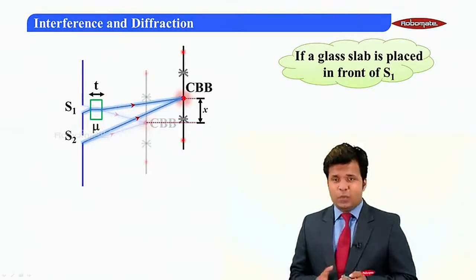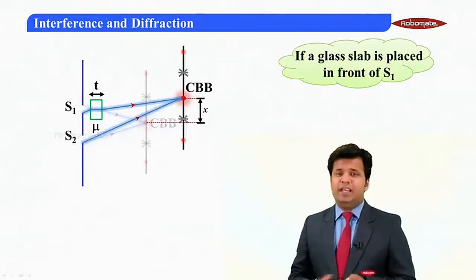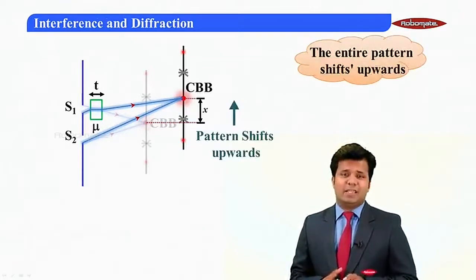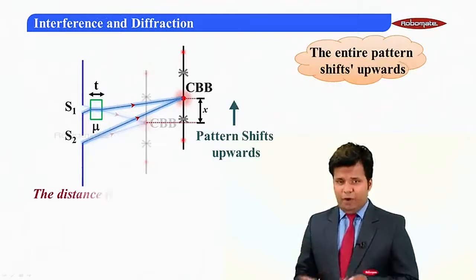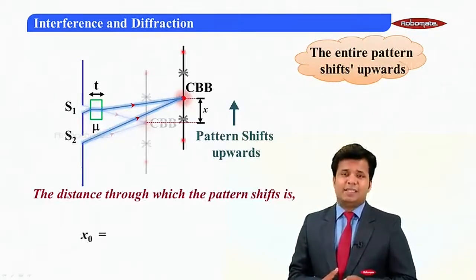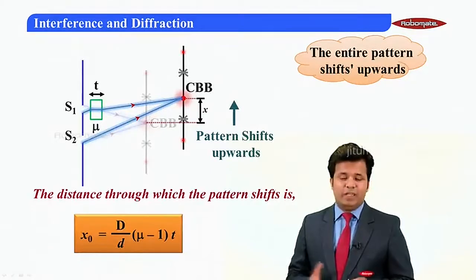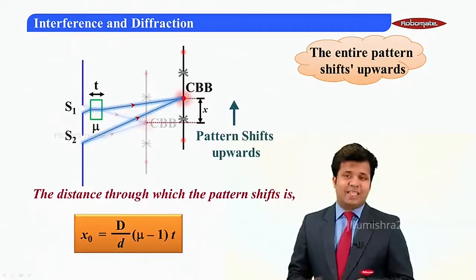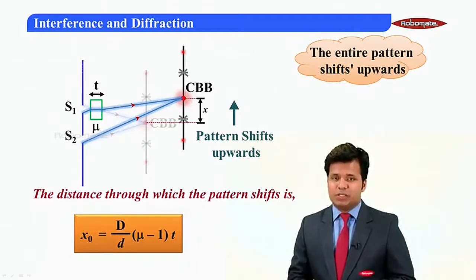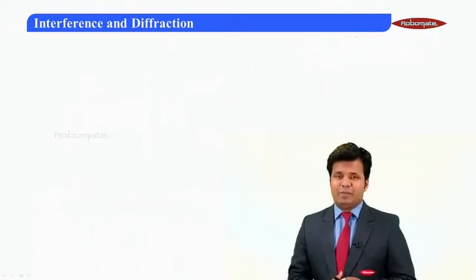This was the case when there was only one refracting material, and this shift x is given by the formula x naught is equal to D by d times (mu minus 1) times t. X and x naught are one and the same thing, students. Let's move to the next slide where you would be seeing two refracting materials.